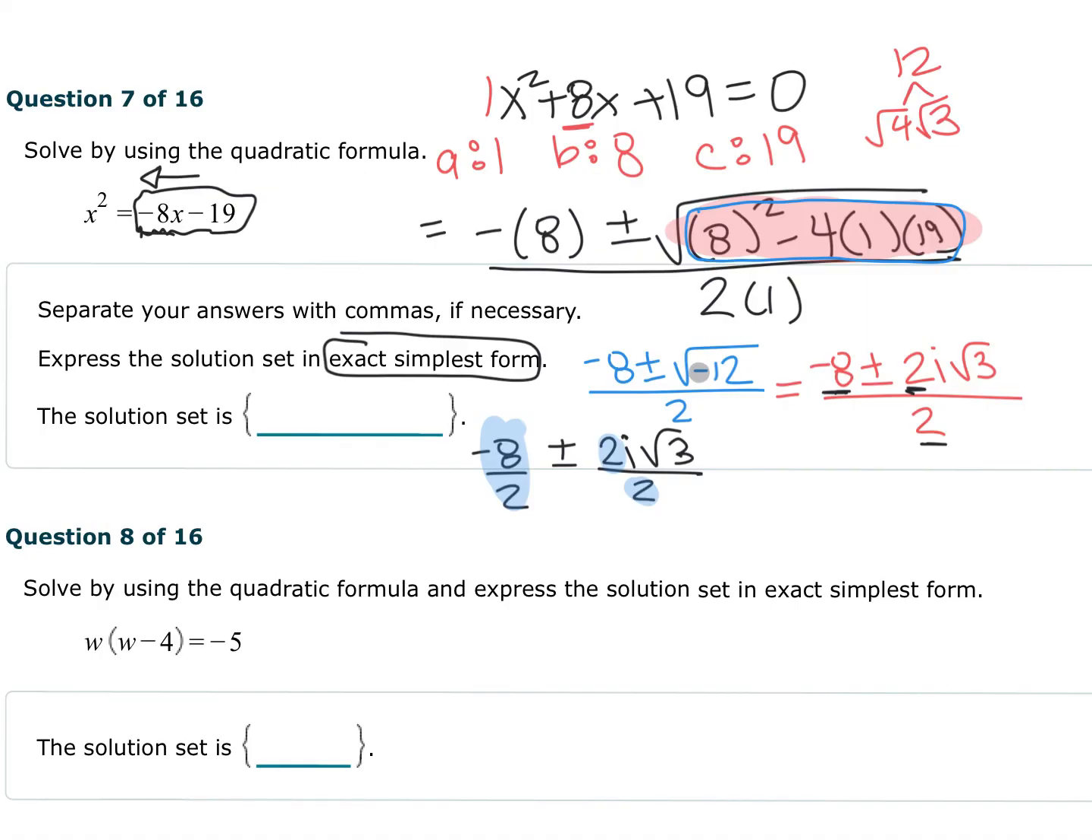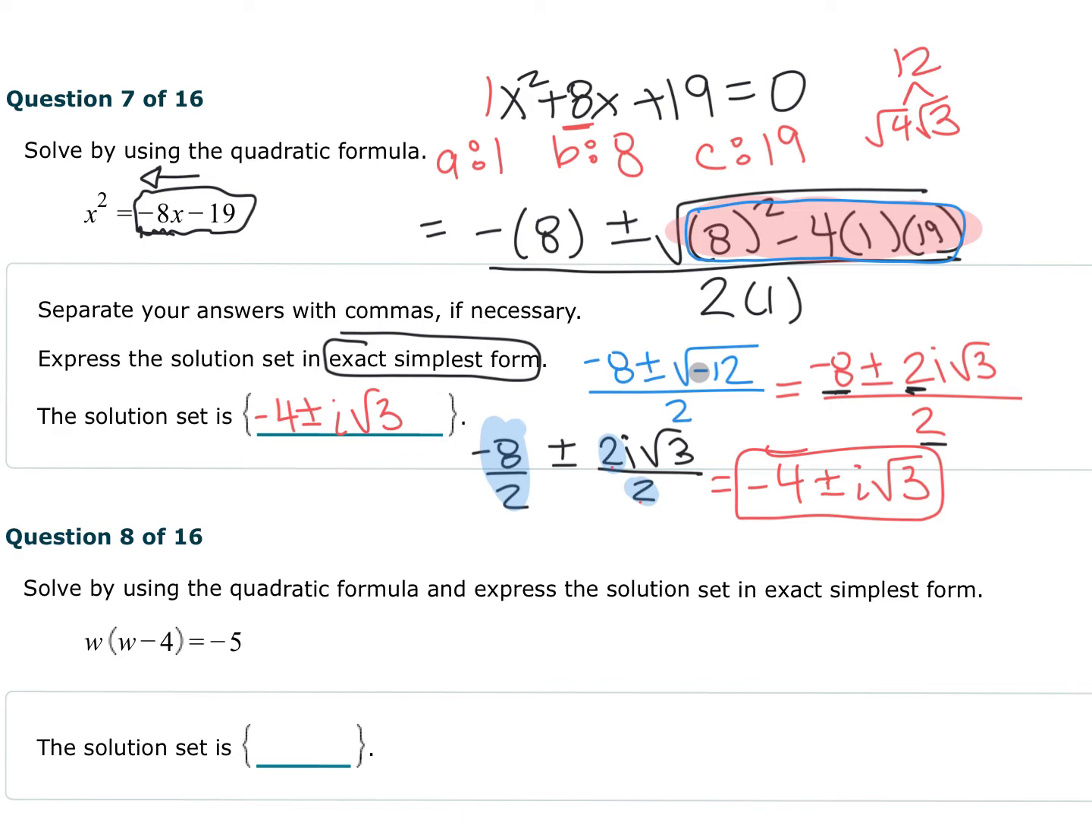And so what this finally becomes is negative 8 over 2 becomes negative 4, and then 2 over 2 becomes just a 1. And so the 2s basically vanish, and I'm left with negative 4 plus or minus i square root of 3. And that could also be broken apart if you wanted to, but you can also just use that plus or minus key that Alex gives you, and that would definitely be the quickest way to write that in.